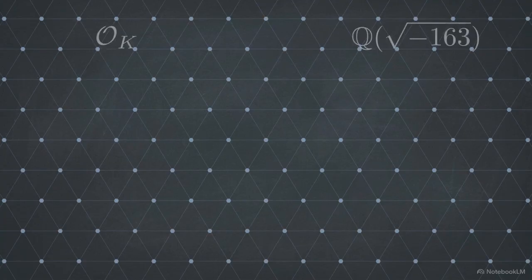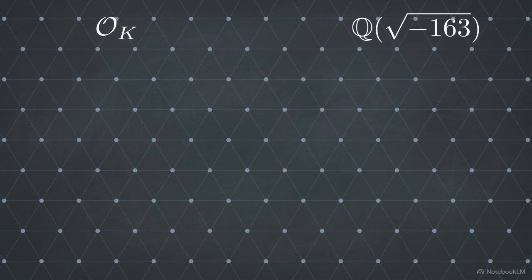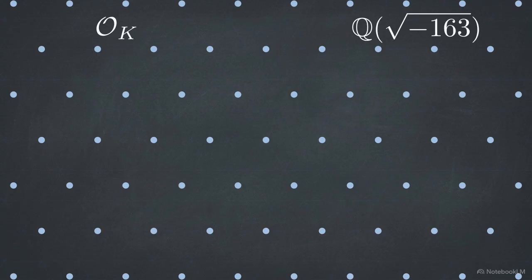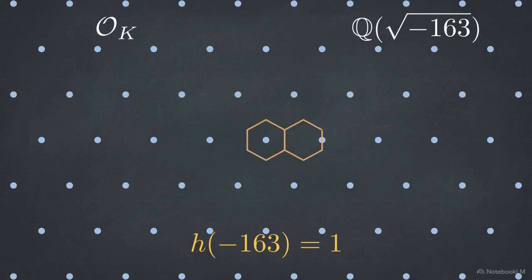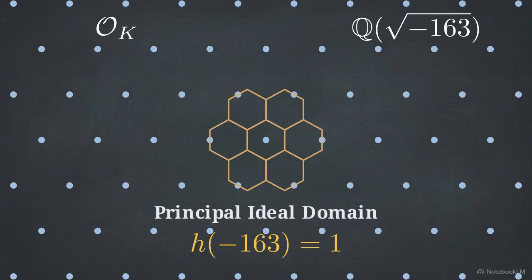We move from a continuous floating point space to the ring of integers, O sub k, belonging to the imaginary quadratic field of q root -163. Notice how the nodes isolate perfectly. We use -163 specifically because its class number is exactly 1. In number theory, this guarantees the structure is a principal ideal domain.